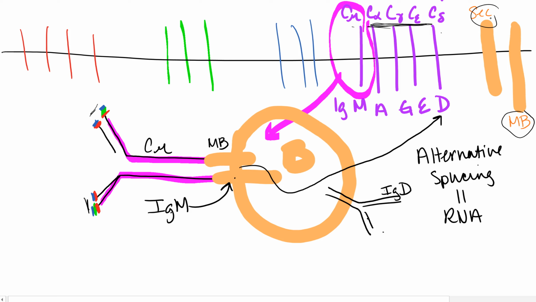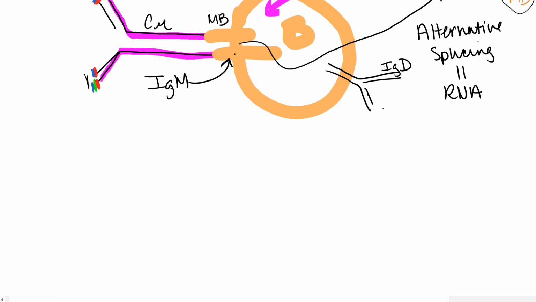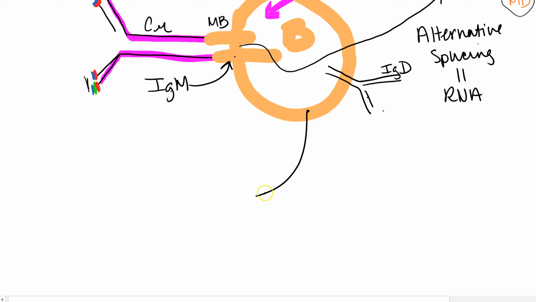All we've done at this point is determine that we are ready to leave the bone marrow and go and circulate around the body and hopefully find our antigen of interest in the lymph node. Okay? All right. So let's do that. Let's leave the bone marrow. Out we go.